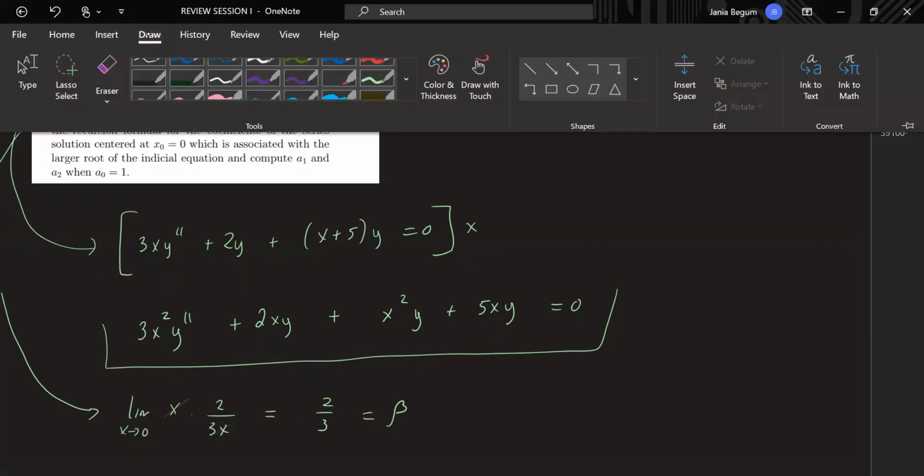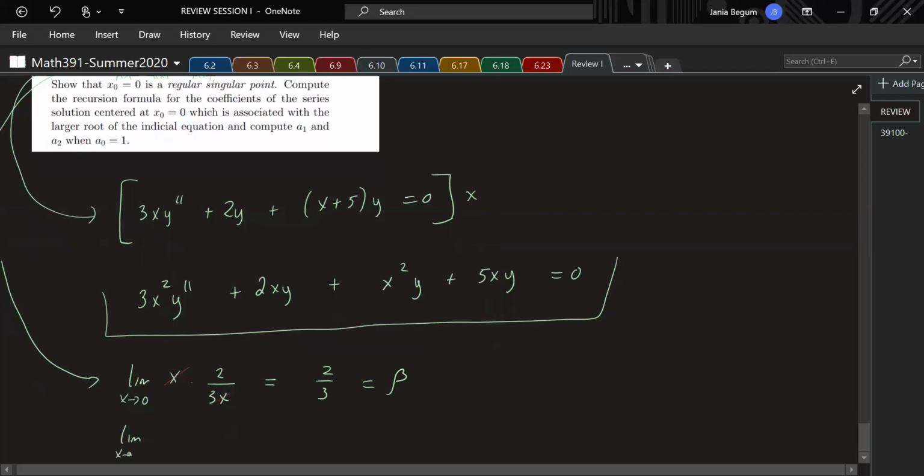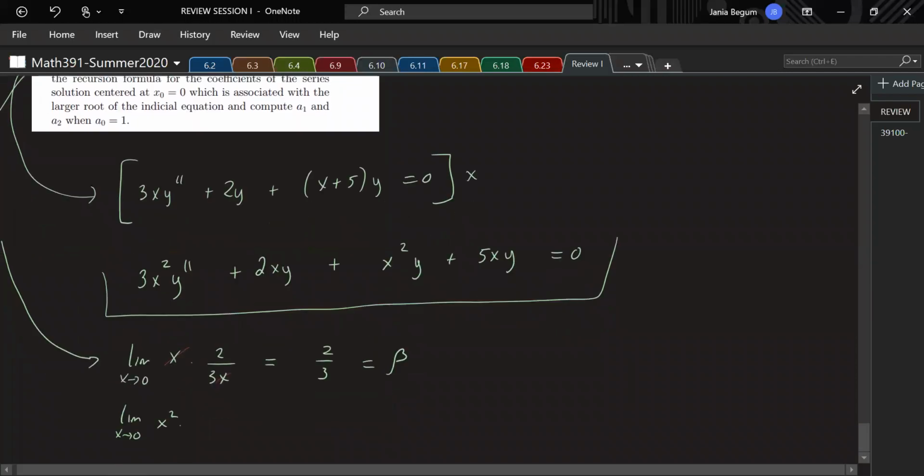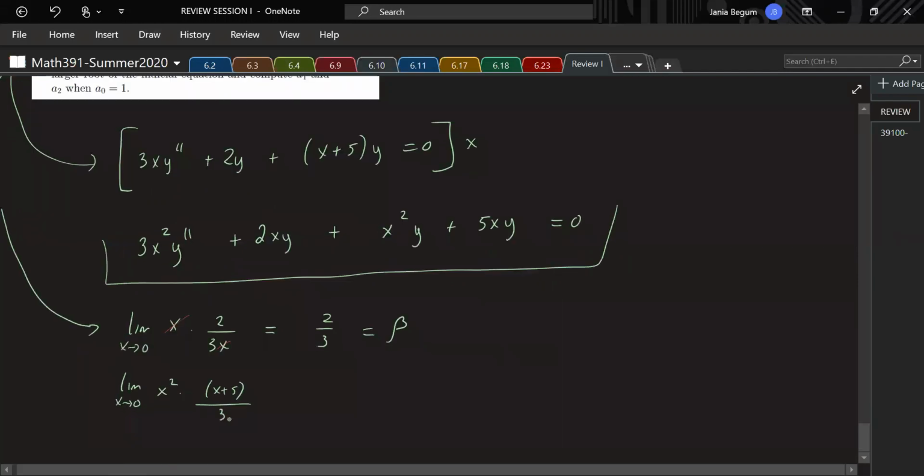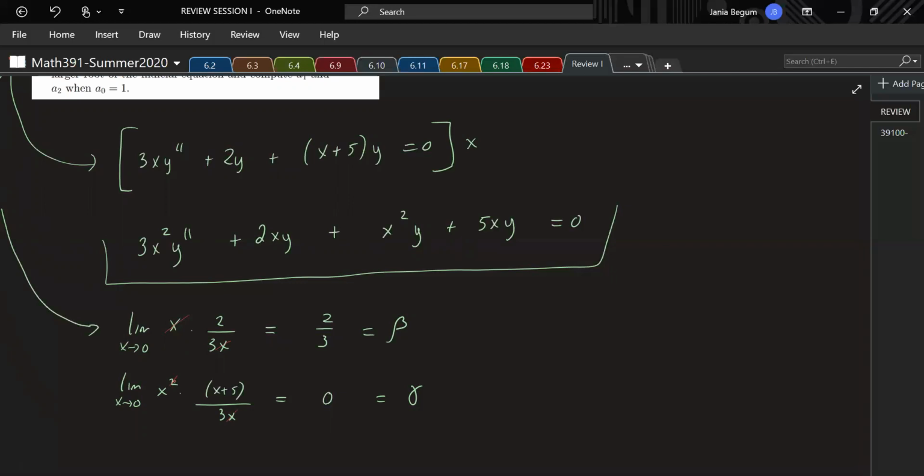And then for gamma, we take the limit as x goes to 0 of x squared times R of x over P of x, so that's x plus 5 over 3x. And then if you simplify this, this would give us gamma. What is this limit? So this will be 0, right? Because if you simplify, only x will cancel out with one of them, and then you're left with x times x plus 5. As you plug in 0 for x, you'll go to 0. So we have our coefficients.